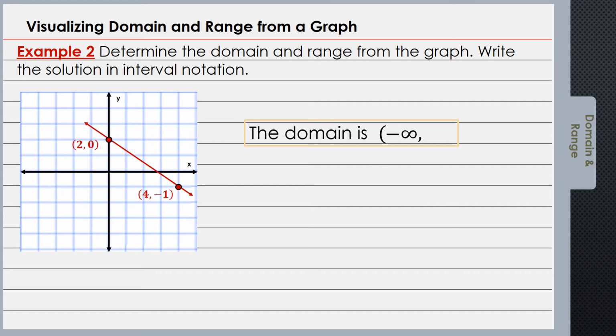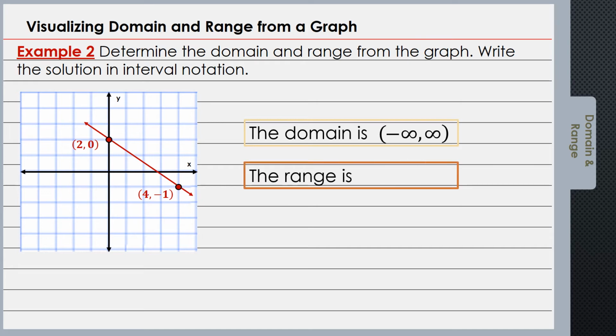Now we travel along the x-axis to the right, and what do you notice? Well, our graph has another arrow, which means it continues forever, which again would be infinity. And then we must use a parenthesis.